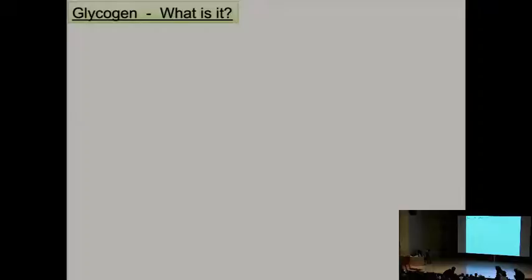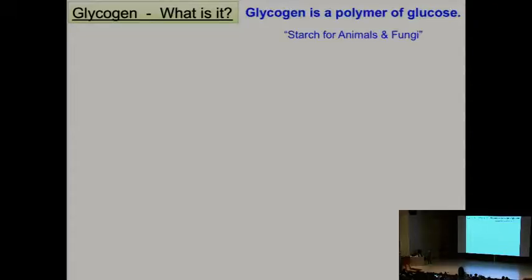So glycogen, what is it? You guys have been hearing a lot lately about glucose and how it's an important fuel for cells. And you also heard lately that starch is a polymer of glucose that plants use to store glucose. And like starch, glycogen is also a polymer of glucose. It has a very similar structure, as you'll see, and it is used by animals and fungi. So I like to think of glycogen as the starch for animals and fungi.